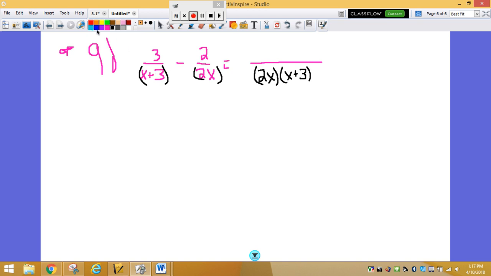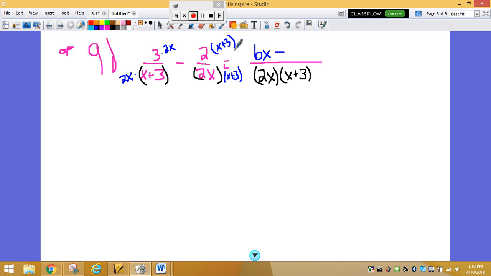Okay, so here I have the x plus 3. That part's good. But I need the 2x. And if you do it on bottom, you have to do it on top. So this is actually going to become 6x. I'm going to bring my minus over. Here I have the 2x, but I actually need to add the x plus 3. And if you do it on bottom, you do it on top.